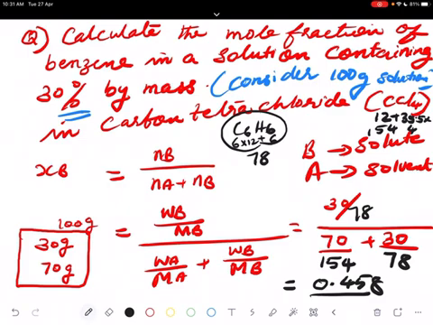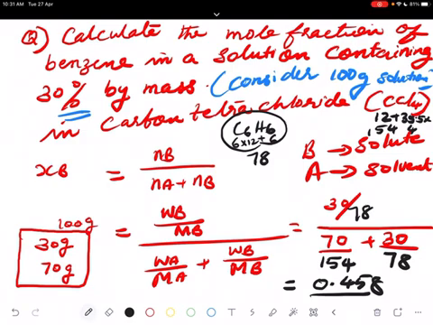If it is asked, then what you have to do? 1 minus this, because only two components are there. Benzene's mole fraction is 0.458. So what will be the mole fraction of carbon tetrachloride? Benzene is soluble in carbon tetrachloride.